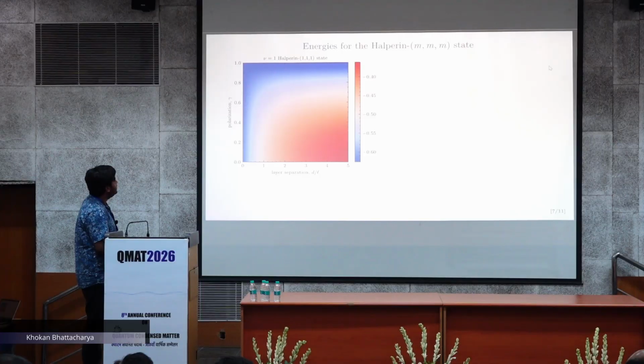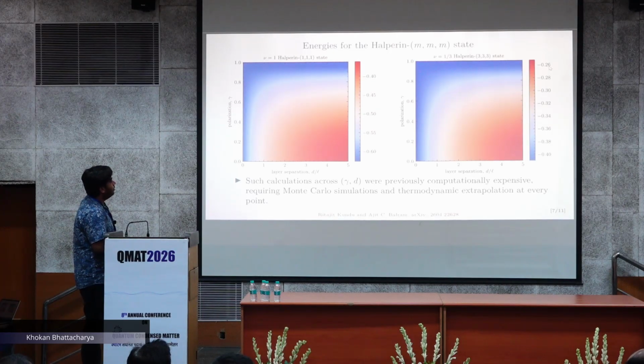As you go to intermediate values of polarization and slightly larger values of d, you see that there is an increase of energy. It's because we are taking this candidate state, and in this kind of parameter regime, it cannot very efficiently minimize the Coulomb energy. So the energy has a slight increase. At this point, the system will transition to some other state which has a lower energy than that. Additionally, you can do this also for the Halperin 333 state. Qualitatively, you are going to get a similar kind of energy in the gamma versus d plane.